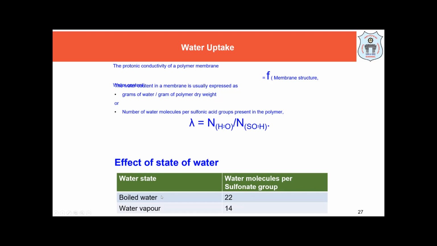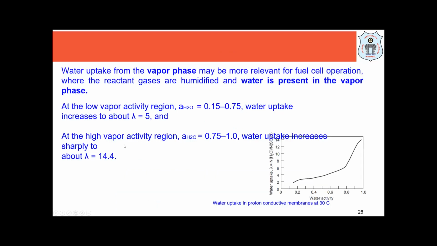But once the water is in the vapor phase, the number of water molecules taken up by the sulfonate group is around 14. So it drastically reduces when water becomes vapor. That's why we want to operate with liquid water in the system. Remember, water uptake from the vapor phase may be more relevant for fuel cell operation, because the reactant gases are humidified and water is present in the vapor phase.